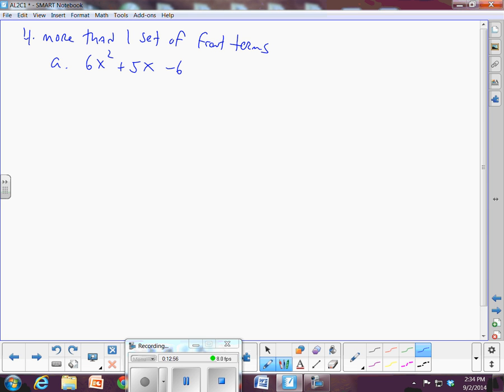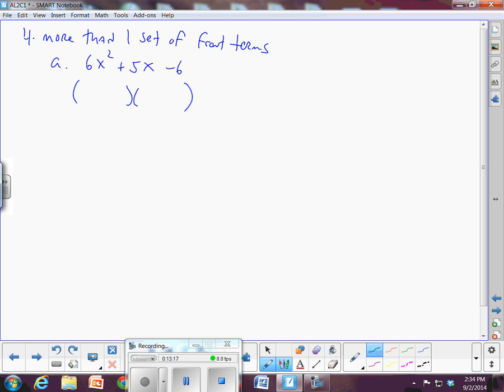Okay, first law of factoring. Factor out common factors first. Are there any? No. Why do students forget to factor out common factors first? Because you don't always have them. That's why students forget. Check, check, check, check, check. Okay, we're ready for two parentheses.